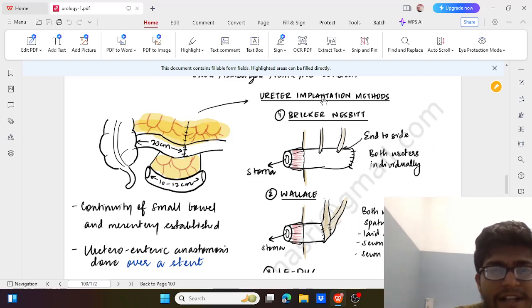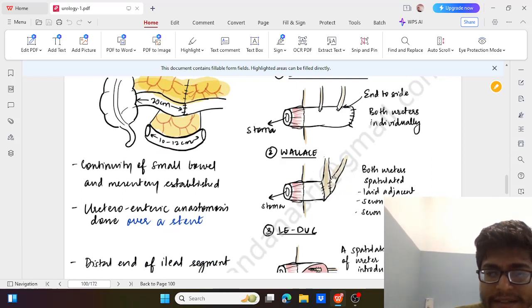There are various ureter implantation methods. These are the Bricker-Nesbit technique, where an end-to-side technique is used to attach the ureter to the bowel, and the end is closed.